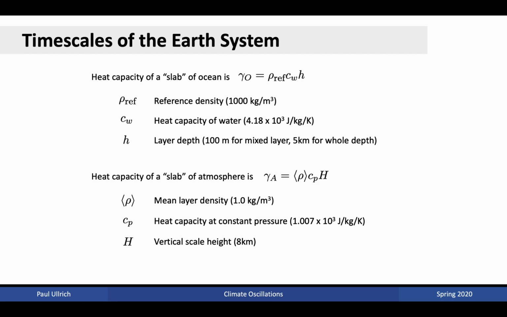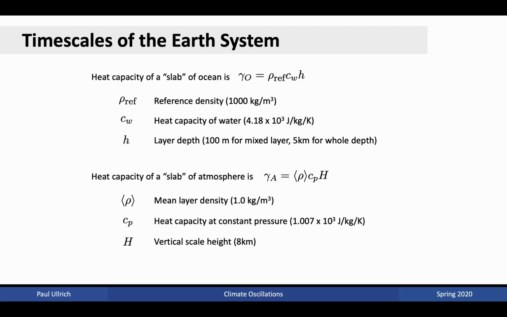It is essentially a heat capacity of a slab of ocean. So gamma O is equal to the product of the density of the ocean water, the heat capacity of that water, and the associated layer depth. Here the density is the reference density taken as simply 1,000 kilograms per meter cubed, and the heat capacity of water can be obtained from a lookup table. The layer depth depends on how much of the ocean you're considering in this analysis. If you only consider the mixed layer, which is in contact with the atmosphere because of turbulent processes over very short timescales, you would effectively choose a layer depth of about 100 meters.